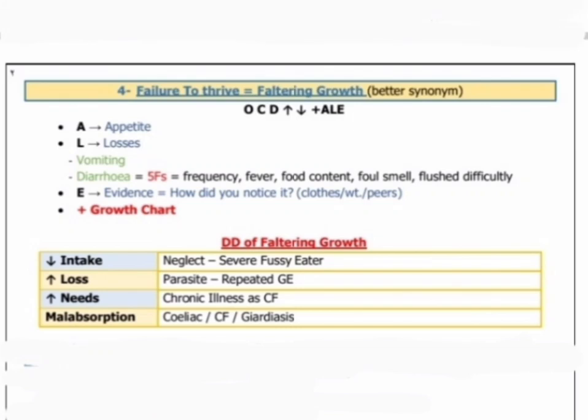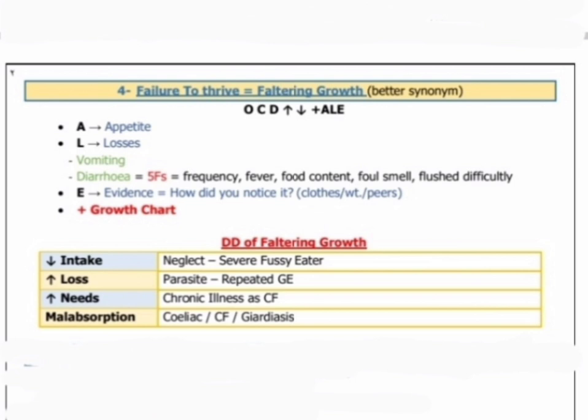In this video, I am discussing failure to thrive, faltering growth. That is, how can we analyze this if the chief complaint is failure to thrive, the child is not growing well? So first, as usual, onset, course and duration. What makes it better and what makes it worse? Then EARLY. What is EARLY?